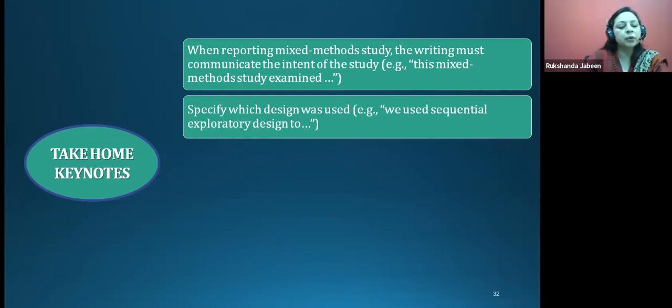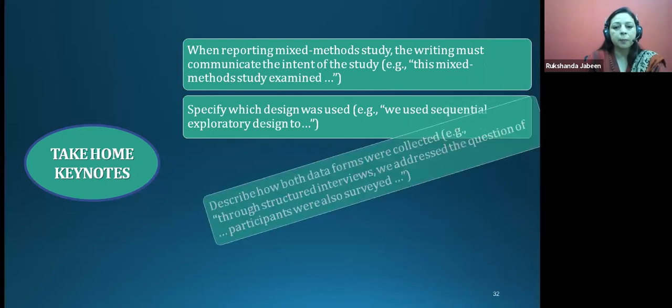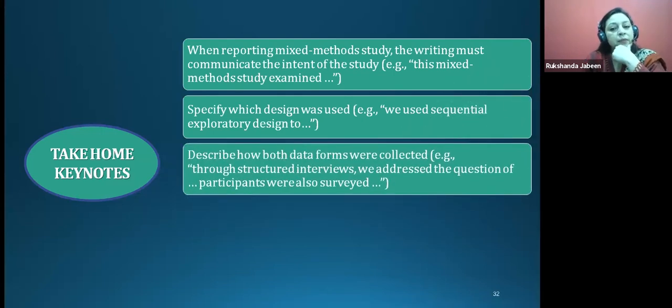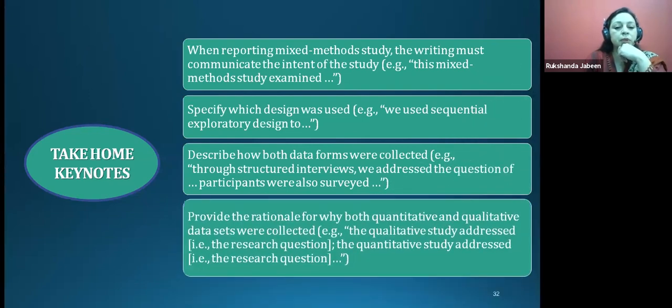And then you have to give the rationale for that, or maybe explanatory design has been used, and you have to explain why is it so. Describe how both data forms were connected, whether through structured interviews, or you have got a checklist of observation, or maybe it was a closed-ended survey, questionnaires, or the instrumentation that you use.